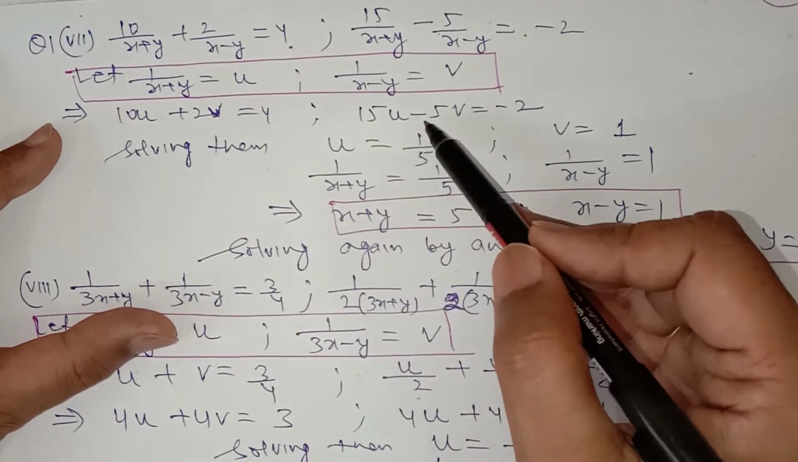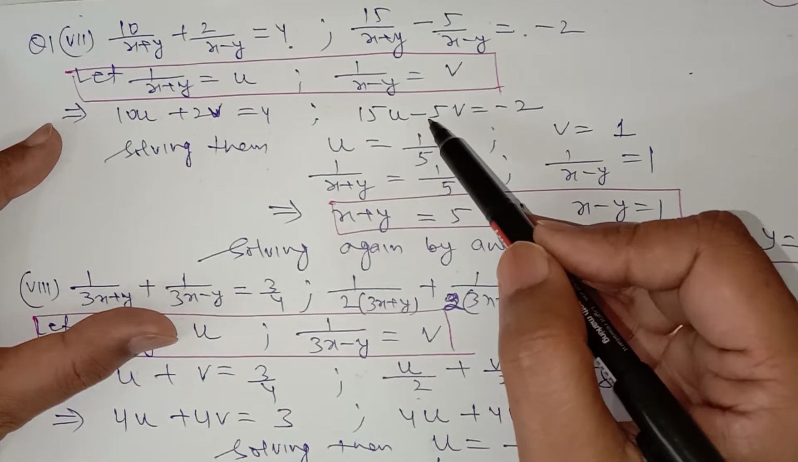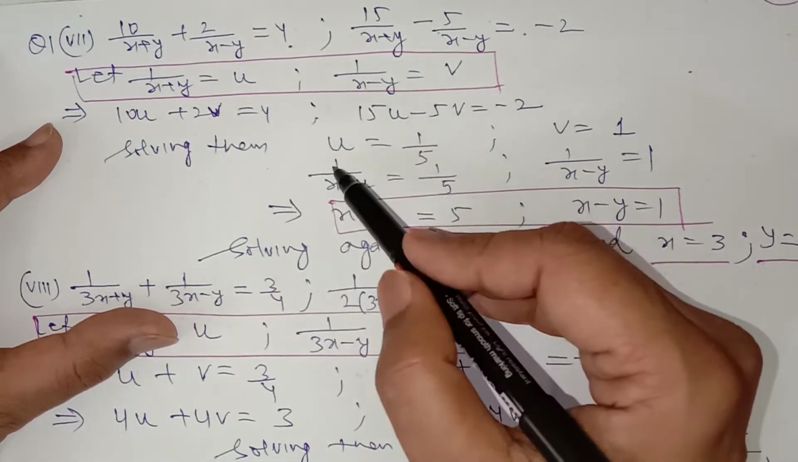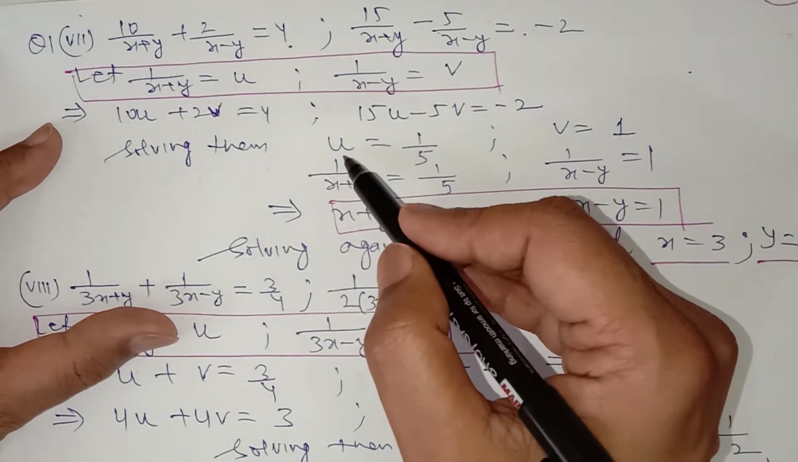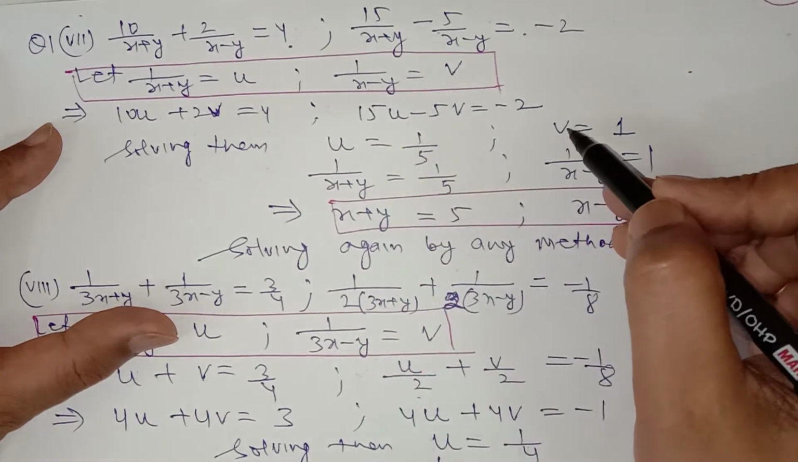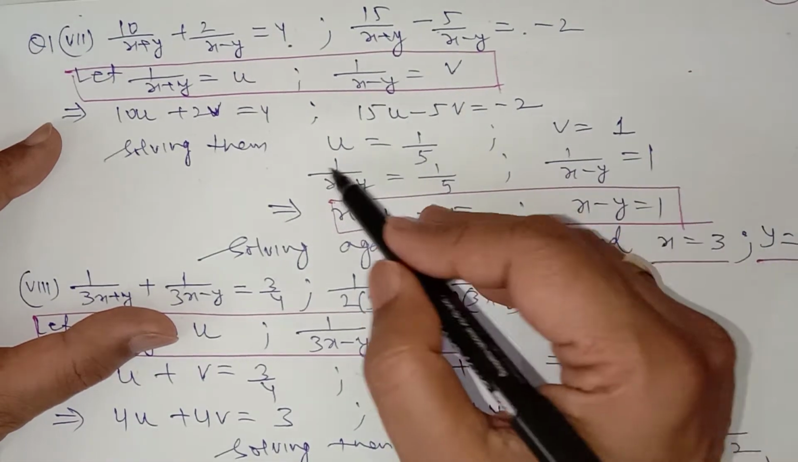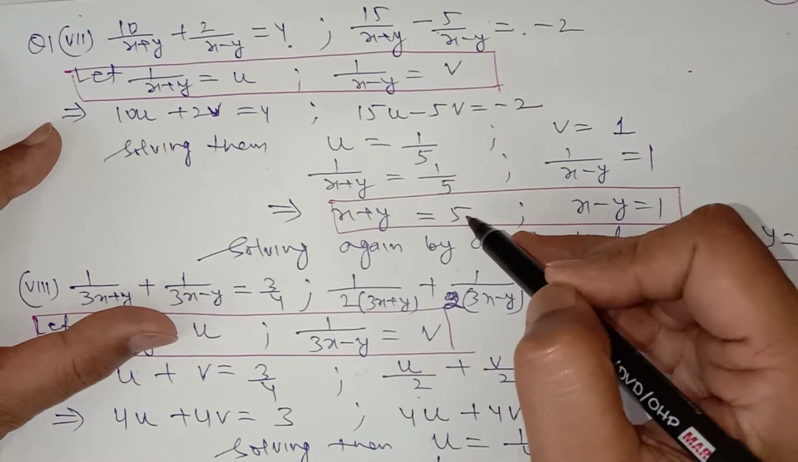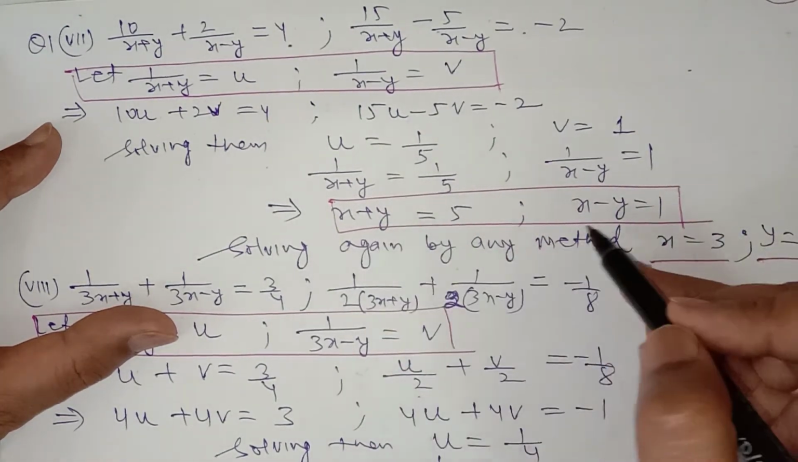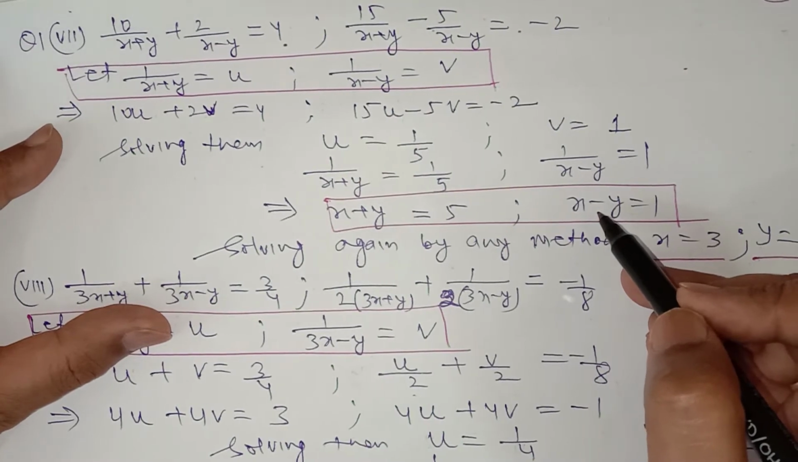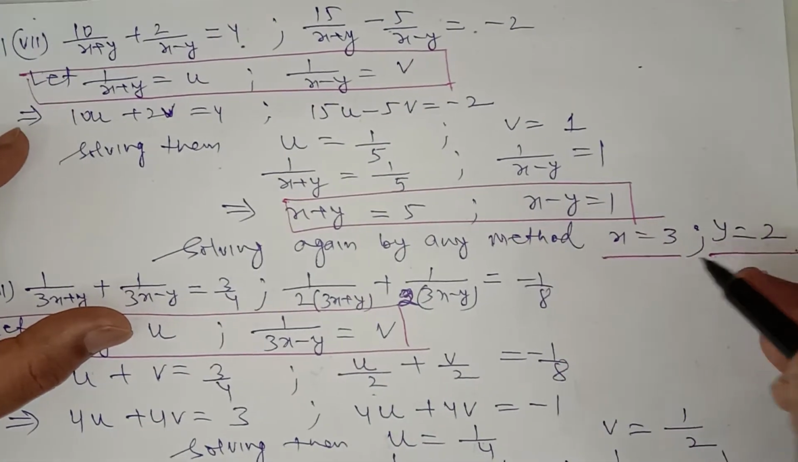Now you can solve these equations by any method. You will get the value of u as 1 upon 5 and v as 1. Now what did we let u be? 1 upon x plus y. What did we let v be? 1 upon x minus y. Cross multiply, and you will get an equation x plus y is equal to 5. Again you are getting an equation x minus y is equal to 1. Now again you have to solve these two equations by any method. You will get the values of x and y as 3 and 2.